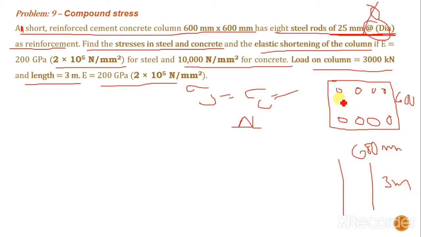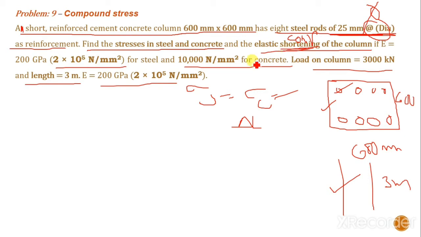Okay, so he asked you to find out what is the stress in the steel, what is the stress in the concrete, and what is the change in length. Here the change in length is going to be contraction, because he said clearly shortening is nothing but decrease in length. This is a compressive load, therefore the member is going to contract, so the change in length is going to be a decrease in length.